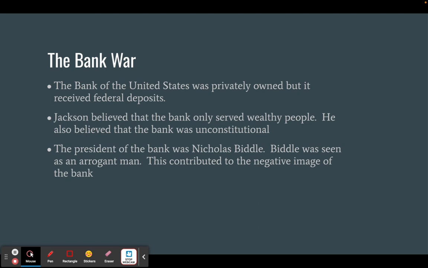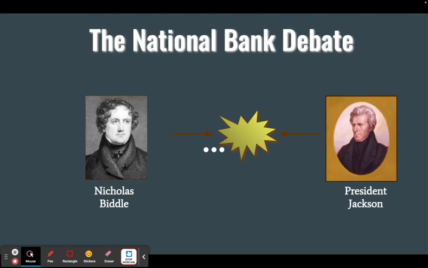So Jackson believed that the bank only served wealthy people. Again, those aren't the people he represents. He also believes that the Constitution did not give any power to have that bank. The president of the bank was a man named Nicholas Biddle. Biddle was seen as an arrogant man. This also contributed to the negative image of the bank. So as we look here, the bank debate comes between Nicholas Biddle and President Jackson.